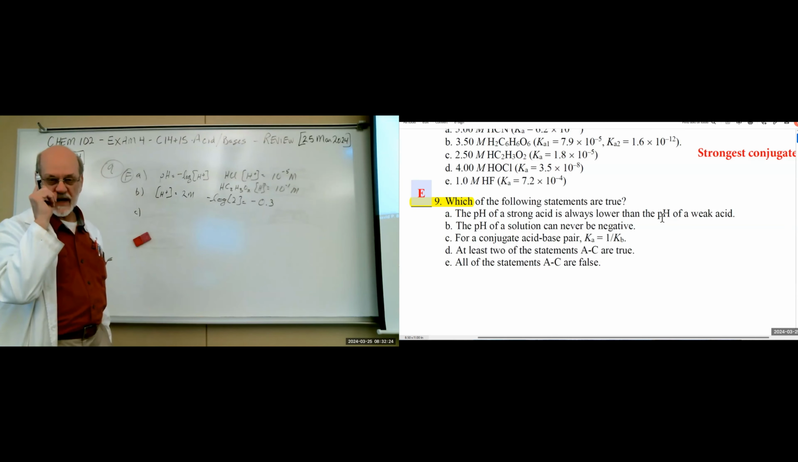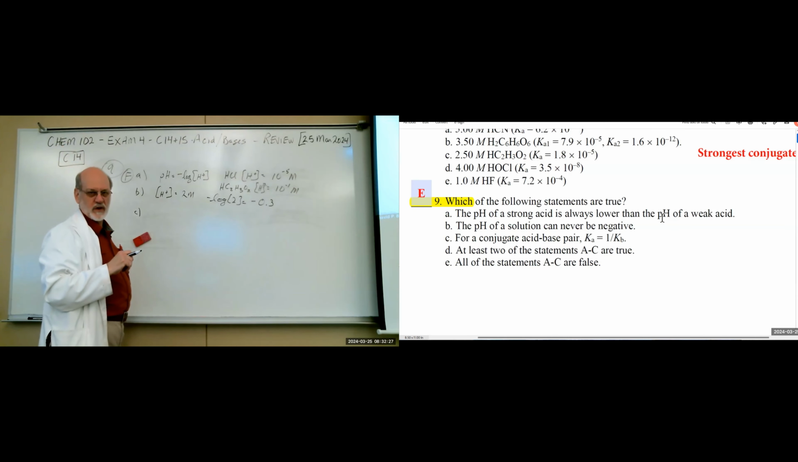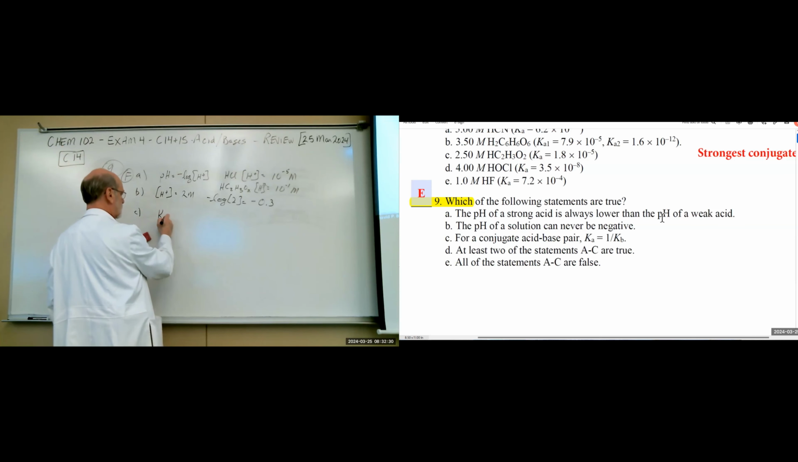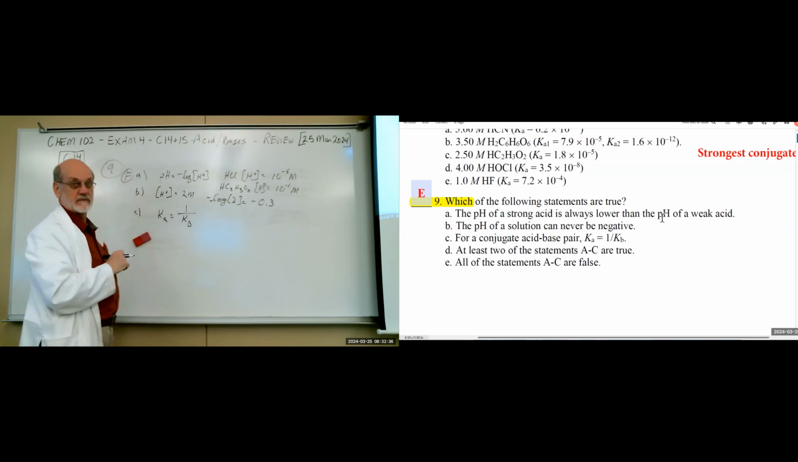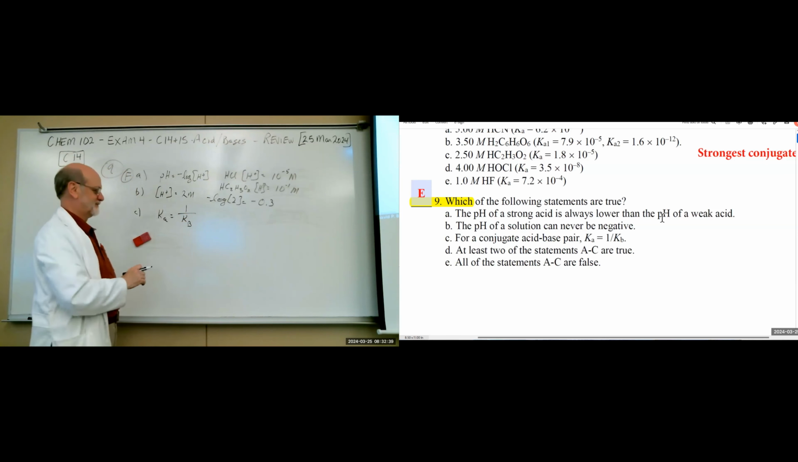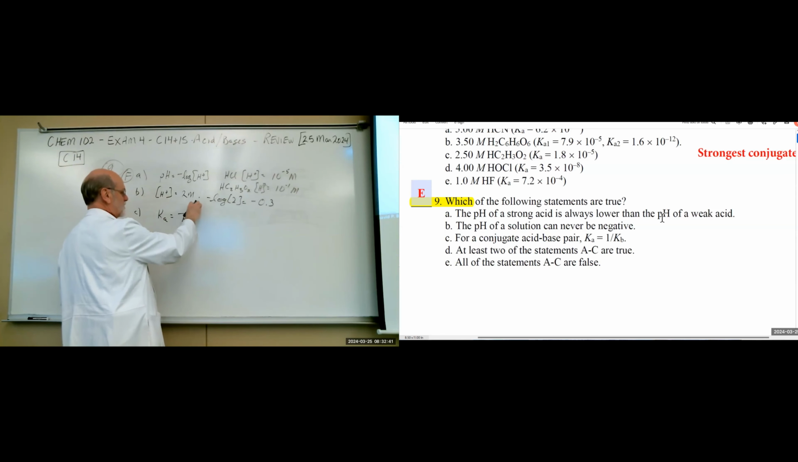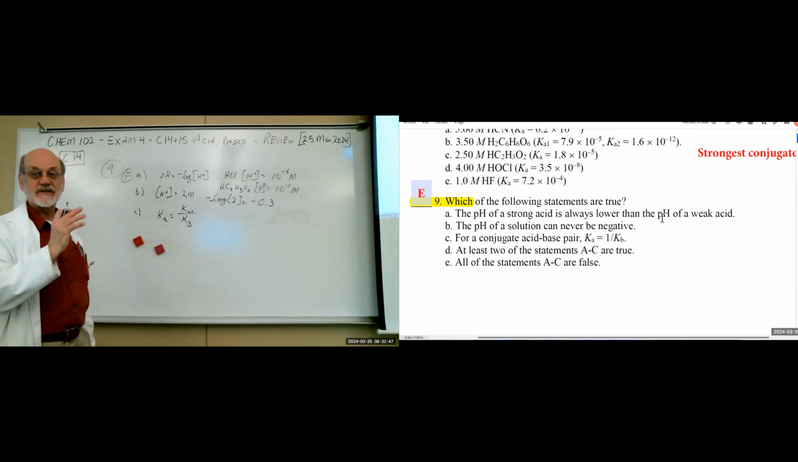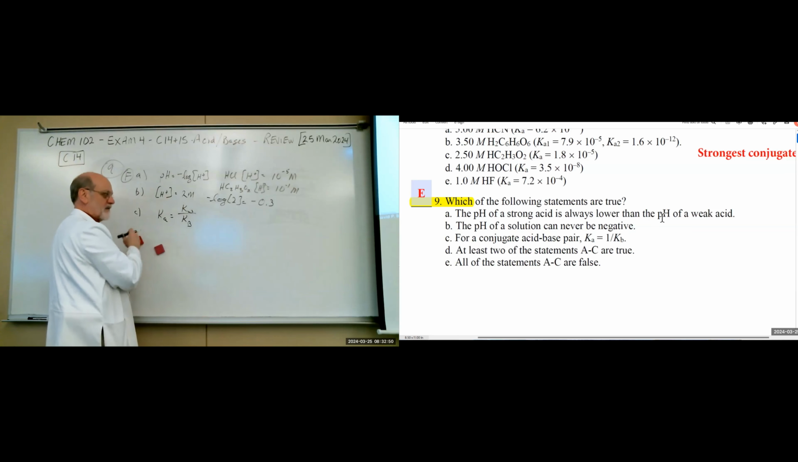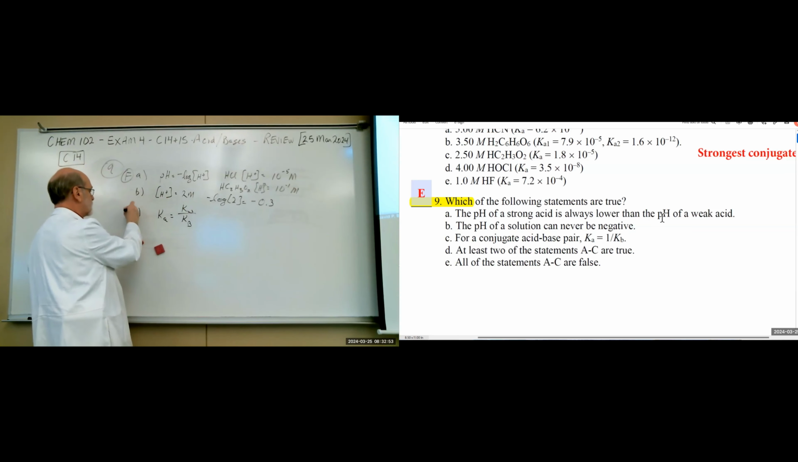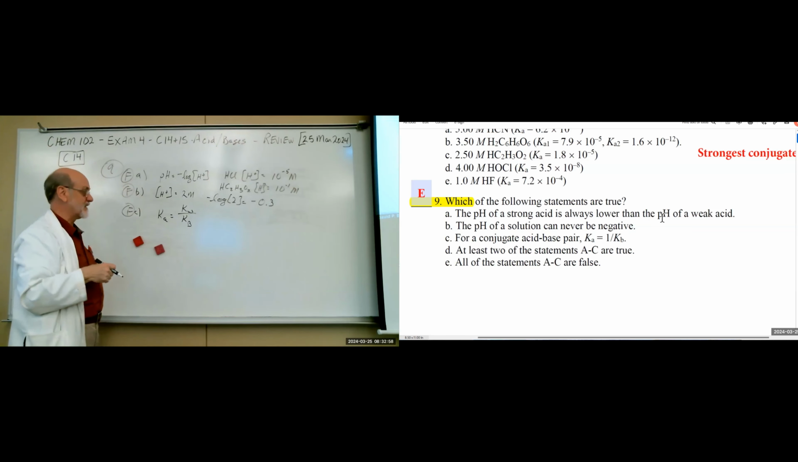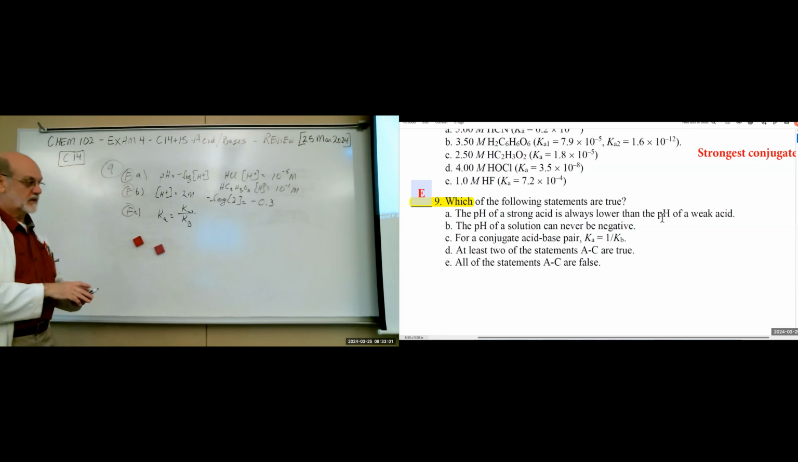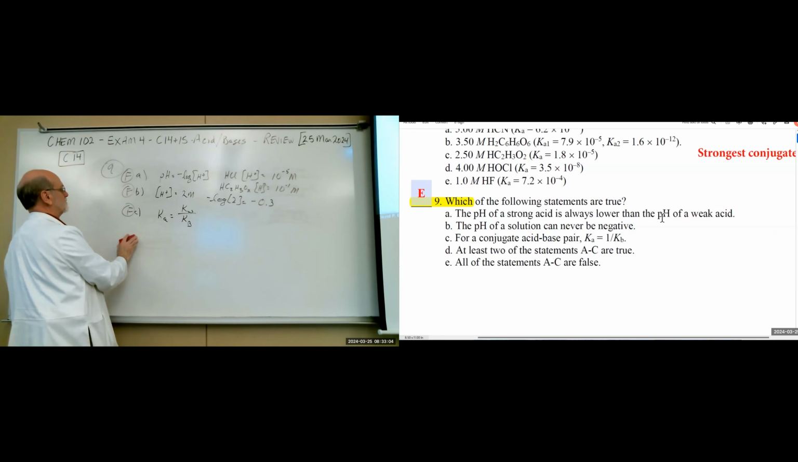How about C? For a conjugate acid-base pair, Ka equals 1 divided by Kb. Is that true? No. We determined in class that it's Kw divided by Kb. That's Ka. Or Kb is Kw divided by Ka. Either one. So all three of these are false. That's why E is the answer. All three are false statements.